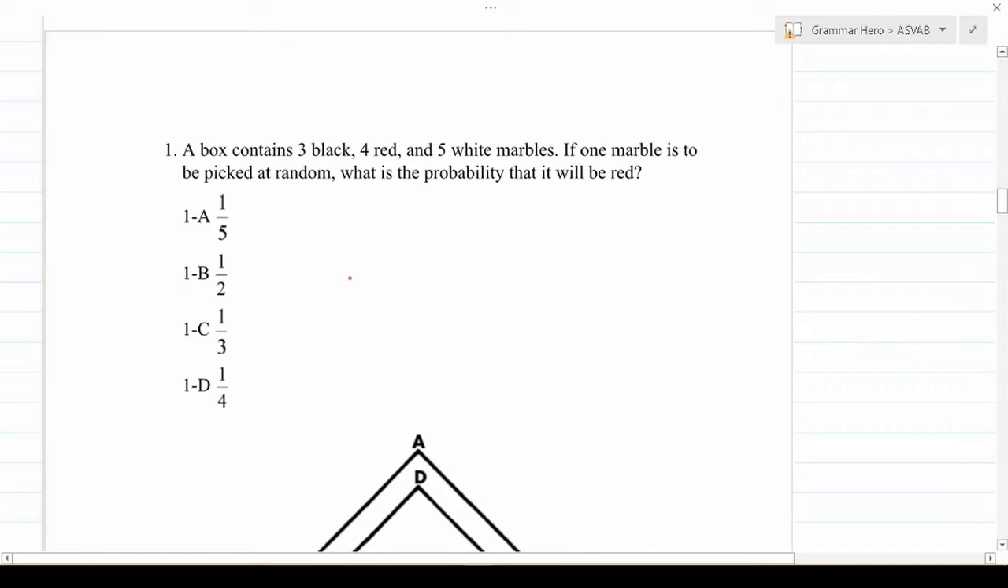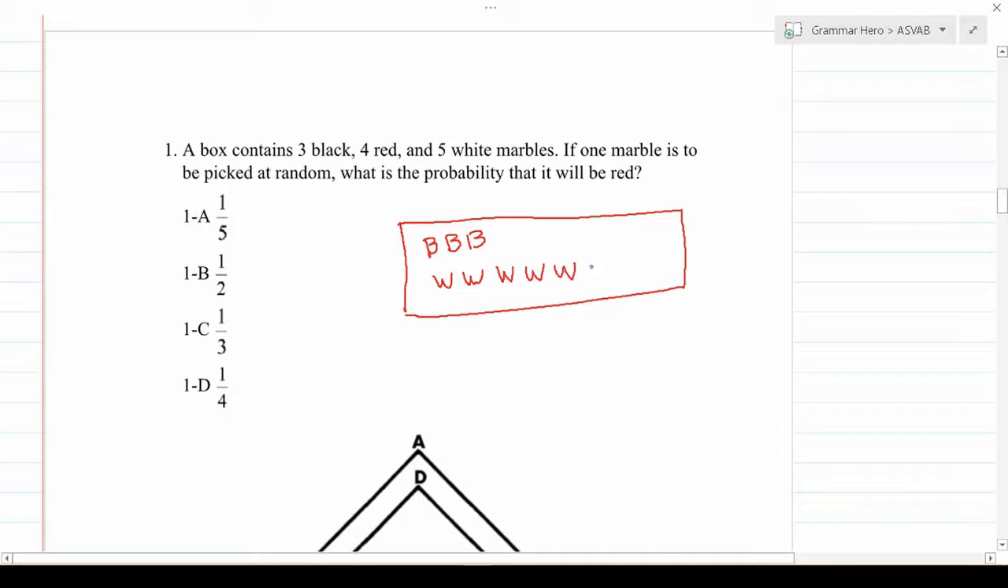A box contains 3 black, 4 red, and 5 white marbles. If one marble is to be picked at random, what is the probability it will be red? So we have a box here, and I like to sketch these out for whatever reason. It contains 3 black marbles, 5 white marbles, and 4 red. So in total, this box contains 1, 2, 3, 4, 5, 6, 7, 8, 9, 10, 11, 12 marbles.